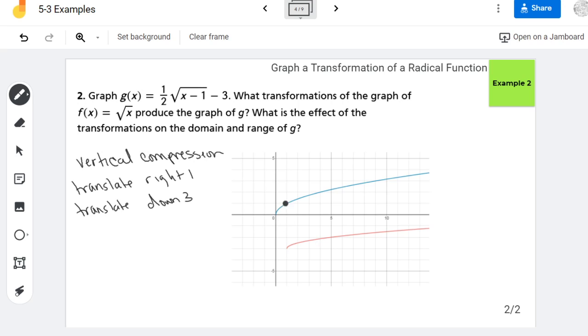So on this red one, our domain is now x is greater than, sorry, greater than or equal to 1. And our range is now y is greater than or equal to -3 because of that movement to the right and down. But that 1/2 had no effect on our domain or range.